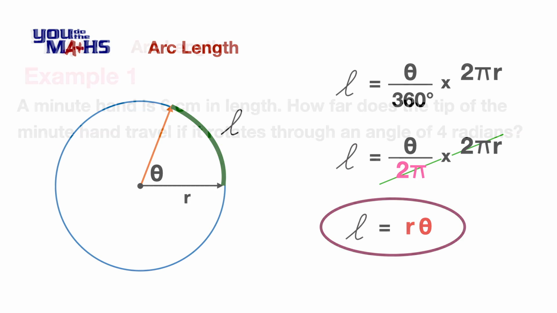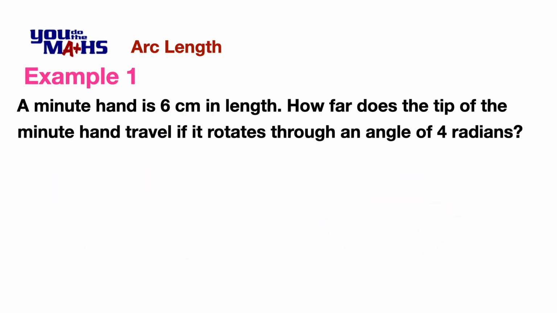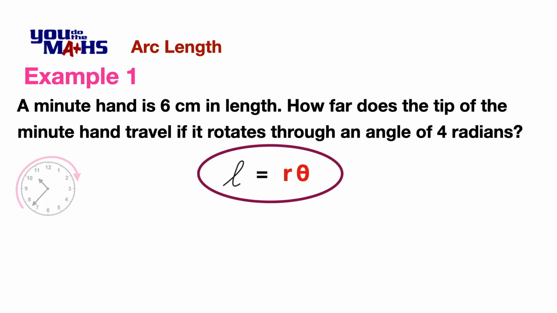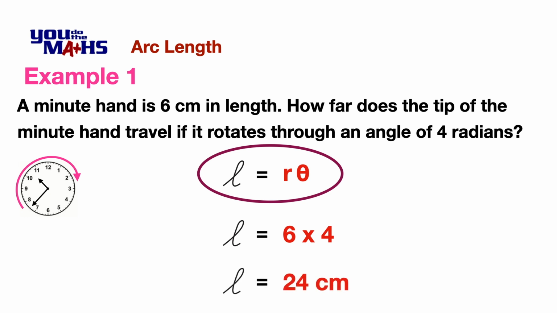Let's have a look at an example now. In this situation we're being asked to work out how far a minute hand travels. Now we know that a minute hand travels on a clock in circular motion, and we can see that here with the pink arrow. So it represents an arc length. We've got the information given to us in terms of the radius being 6 centimeters and the angle theta that subtends the arc being 4 radians. So it's a very simple multiplication, and 6 multiplied by 4 gives us 24 centimeters.